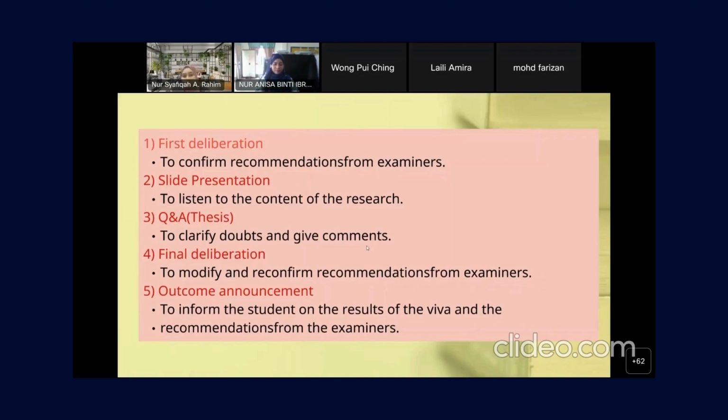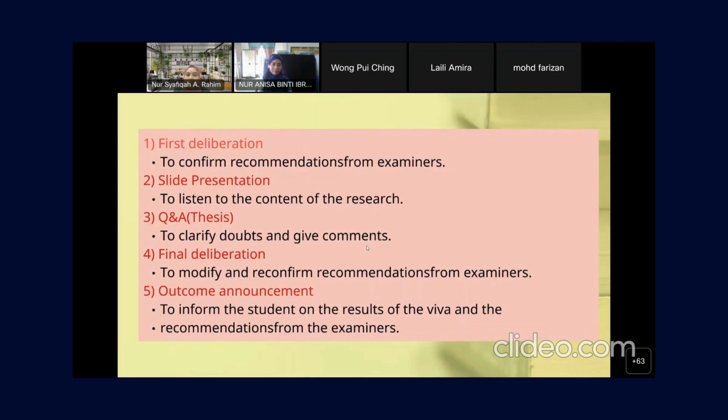So this is the Viva presentation, the Viva session. This is the time for you to lock in which category of result you will have at the end of your Viva session. So try to convince both of the examiners to give you the minimum correction, the minor corrections. All right, so this is the time.